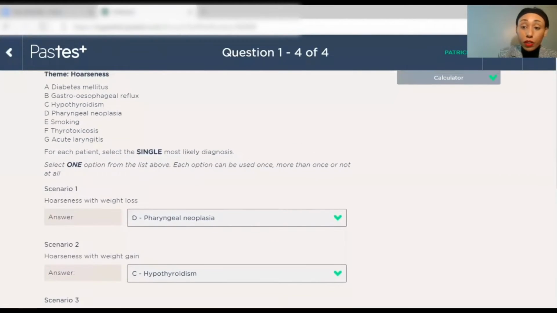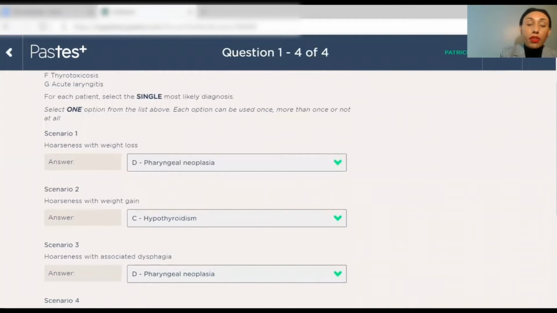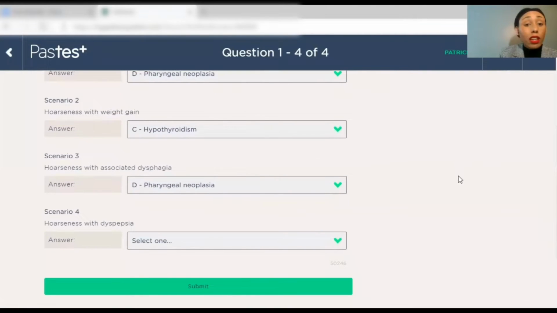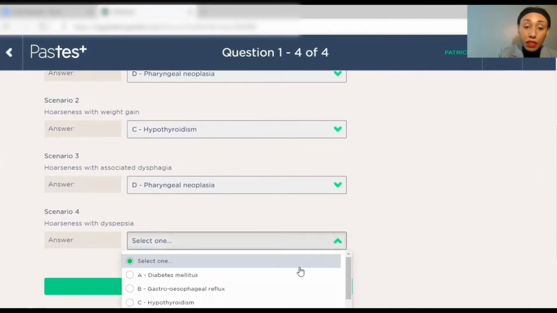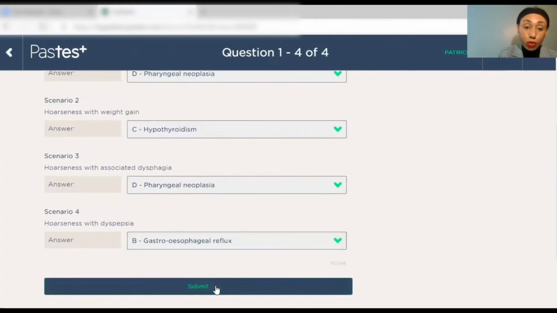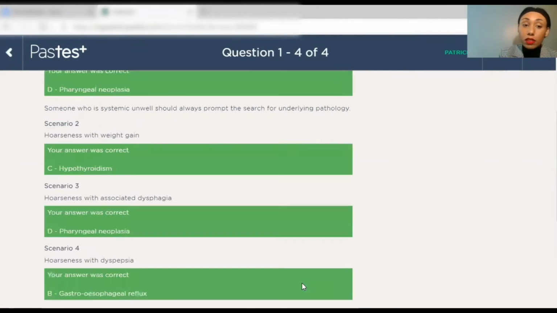So again, when you read the question, you can see that you select one option, but each option can be used once, more than once, or not at all. But don't fall into the trap of thinking, oh, I've used pharyngeal neoplasia once and it therefore can't be used again, because it definitely can. Hoarseness with dyspepsia. Again, dyspepsia means difficult digestion. So you're going to be thinking about GORD. So let's submit our answers and see if they were correct.